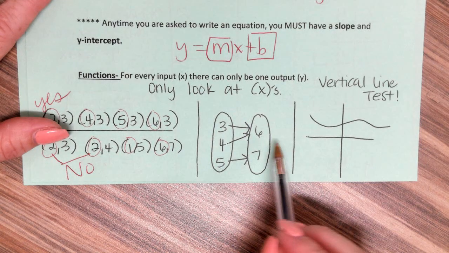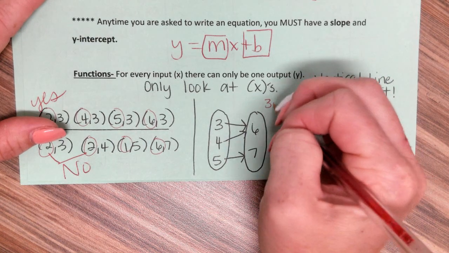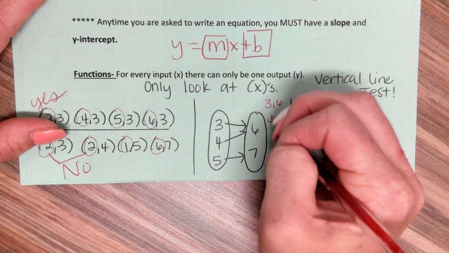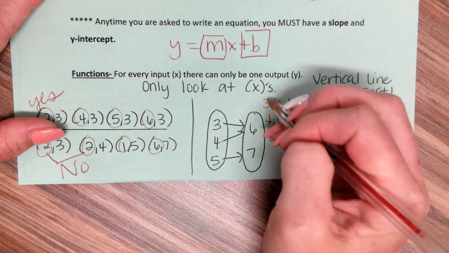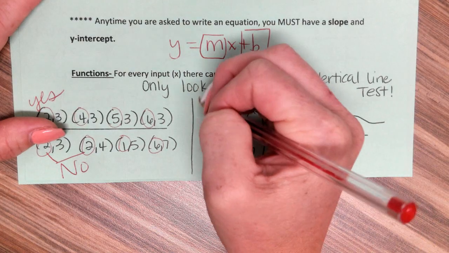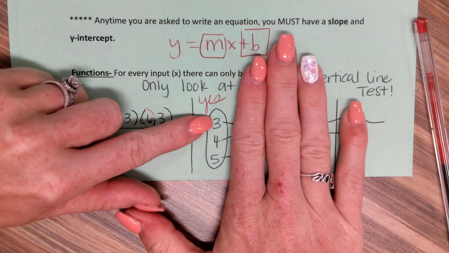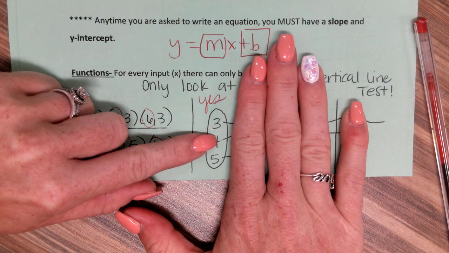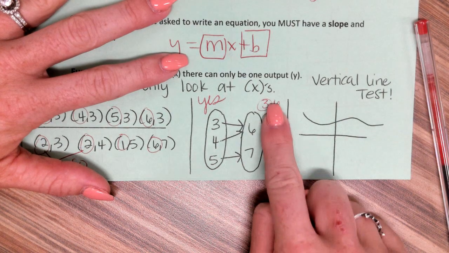On mapping, you can either make coordinates, so I would say 3 goes with 6, 4 goes with 6, or 5 goes with 7. And I would only look at the x's, and I would say, is that a function, yes or no? Yes. Or you could simply cover the right side and say each of these can only have one line coming out. So this is the safest way to do it because you guys are good at that.